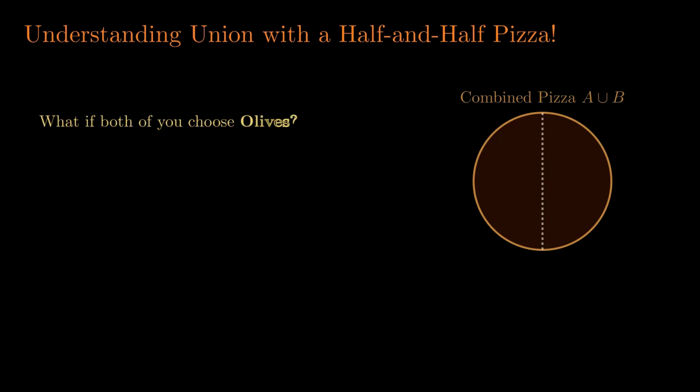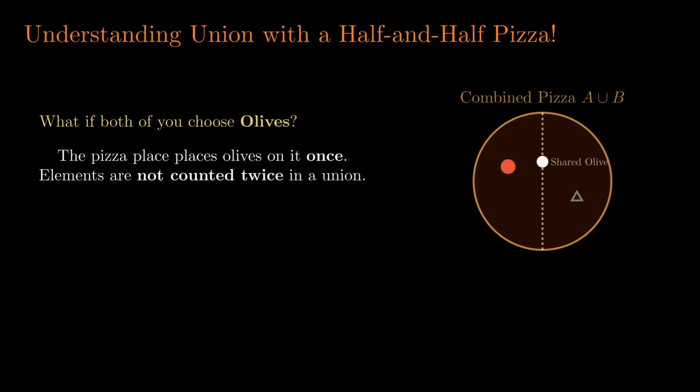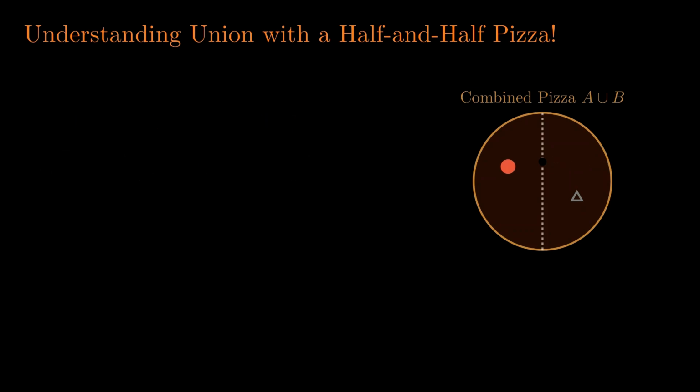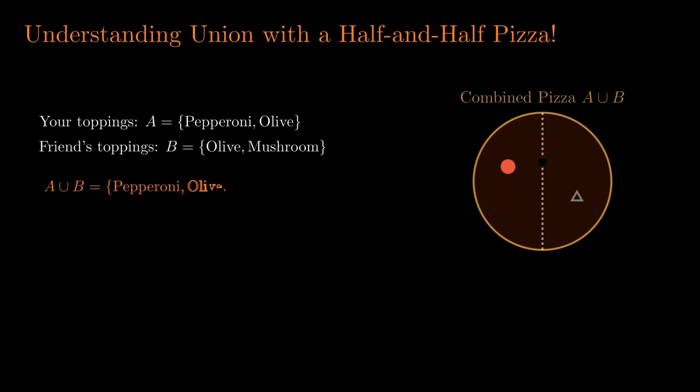What if both of you choose olives? The pizza place won't dump a double amount of olives to ruin the pizza. Olives are simply placed on it once. In a union, shared elements only appear once. So, if your toppings are pepperoni and olive, and your friend's are olive and mushroom, the total union pizza is simply pepperoni, olive, and mushroom.